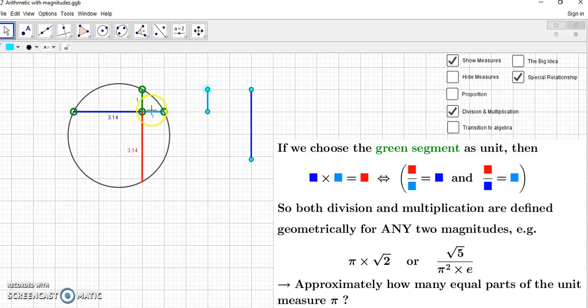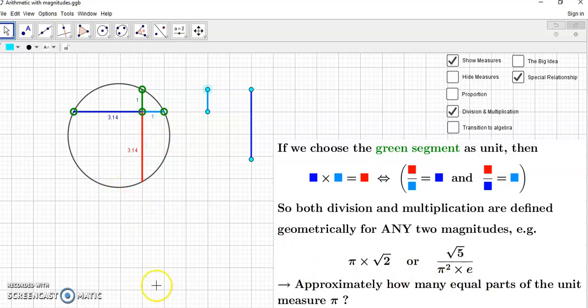So it doesn't matter what unit you choose. You can divide it up into equal parts so that it will measure pi. It's just that you simply will not be able to describe the measure of those parts. All I can tell you is that you will arrive at the conclusion that you'll need 7 and a little bit more of those parts to measure pi, okay?